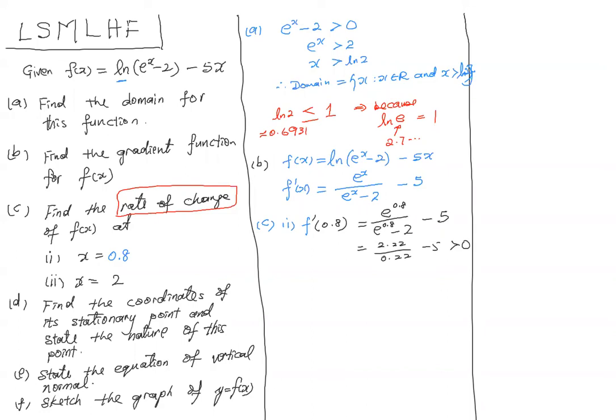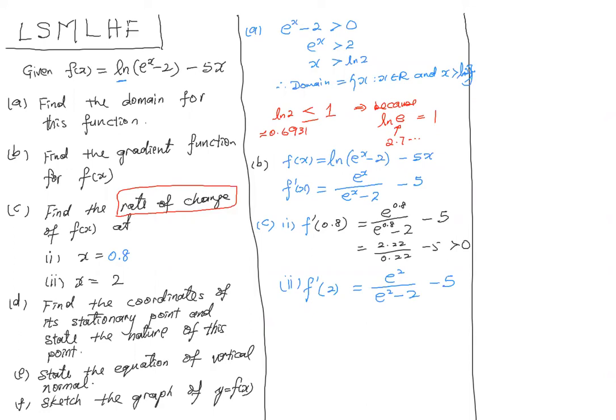Miss, then it's an exam. Then how to know? No, in the exam, without a calculator, I will not do this for you. Okay, so that's why I ask you to use your calculator. Okay, for part 2, I will key in f prime of 2. So it will be e to the power of 2 divided by e to the power of 2 minus 2, minus 5.